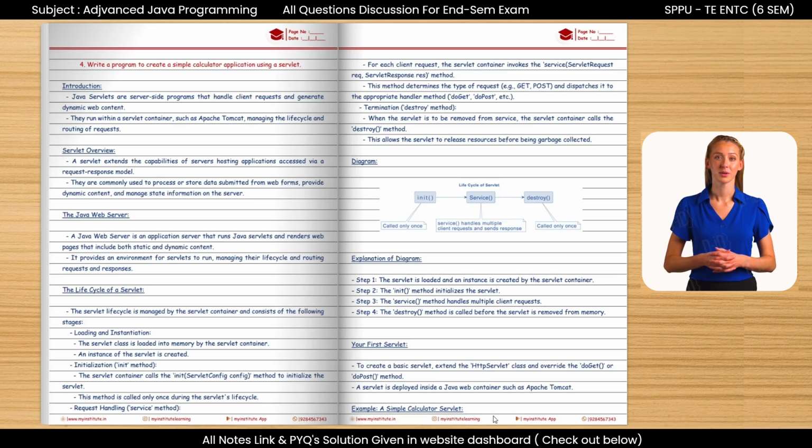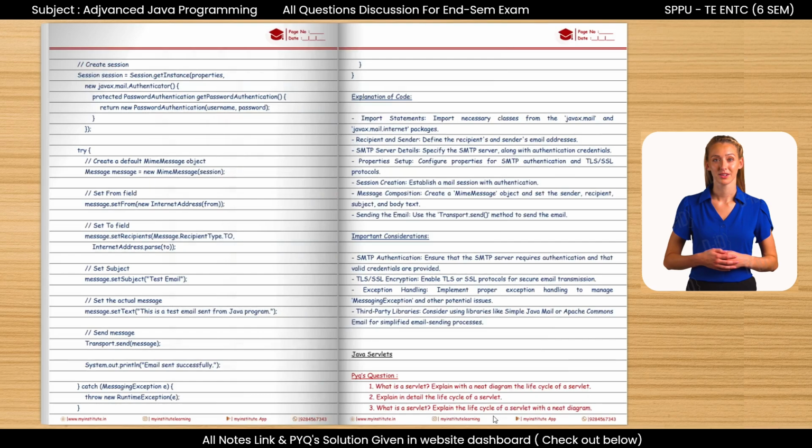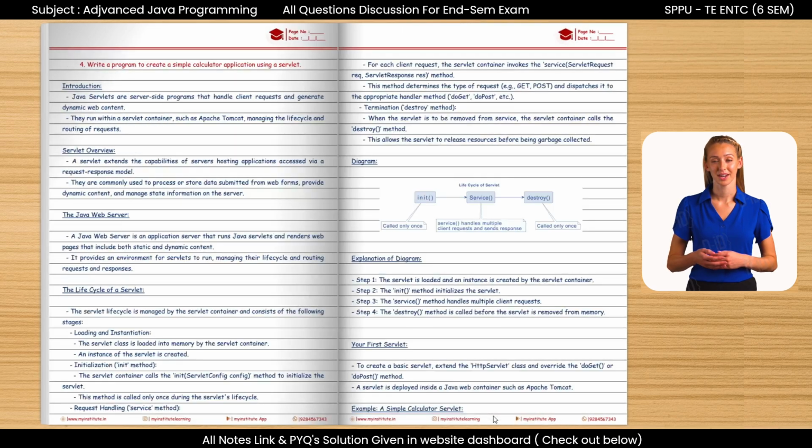Now let's move on to our next topic, which is explaining the life cycle of a servlet in detail. From this topic, we can expect the question like, explain in detail the life cycle of a servlet. The servlet life cycle includes methods like init for initialization, service for handling requests, and destroy for cleanup. These methods ensure efficient handling of web applications.